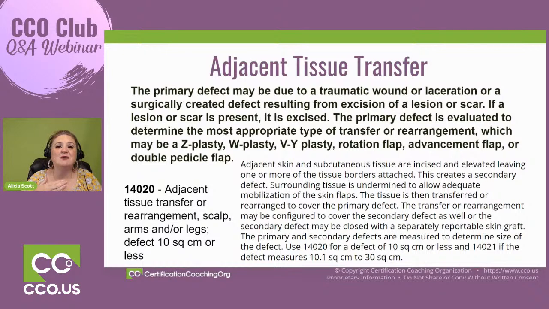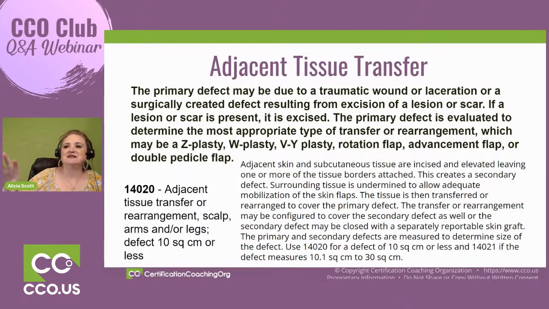Then notice the body area: scalp, arms, and/or legs, that start with this code. And then after the semicolon, you highlight defect 10 square centimeters or less. So the type of flap it is, or transfer, the area that they're doing it at, and the size. So you have three components of that code description that you need to know.